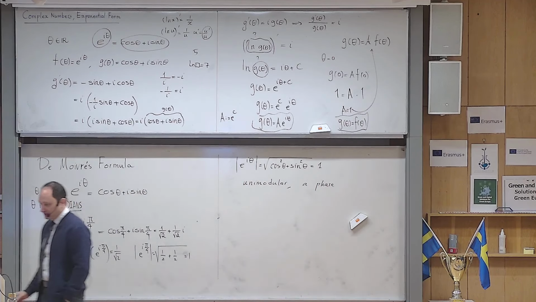Okay, any questions? Is that understandable? Okay, but now you see that. Do you remember the polar form? Now the polar form can be written very compactly using this exponential function.